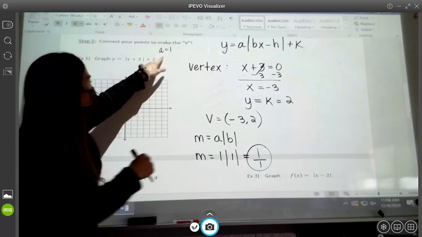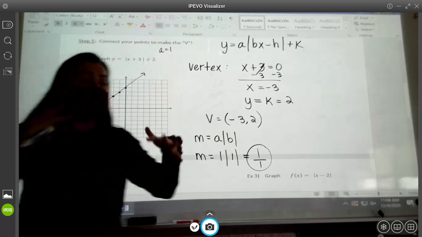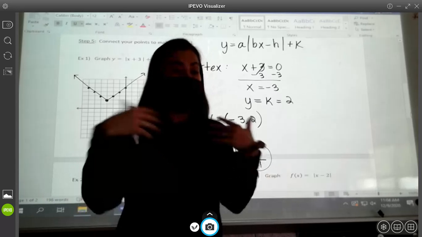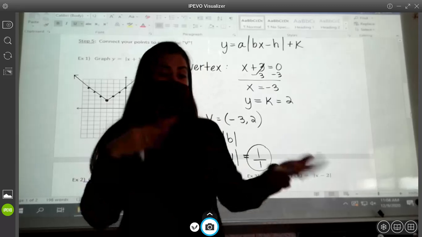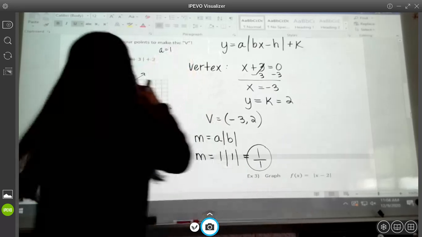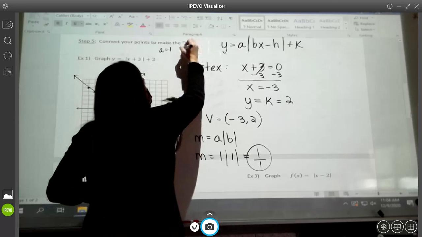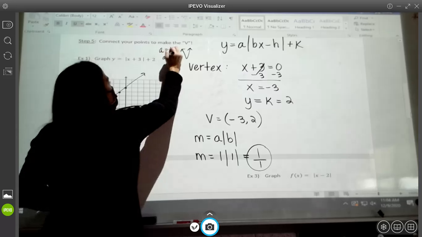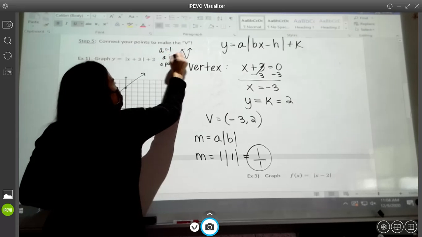So that's always a good thing to check. Did your V go in the correct direction? Because you can catch your own mistakes that way. Since A was positive, the V should have opened up, and it did. All right, since A is a positive number, the V had to go up. All right, let's try another one, because again, even if it feels a little weird, the more you do, it gets easier and easier.